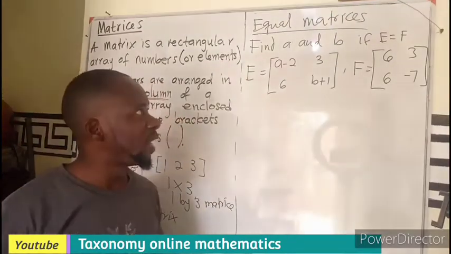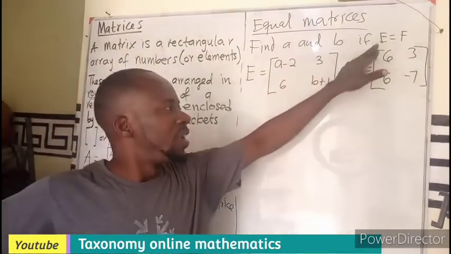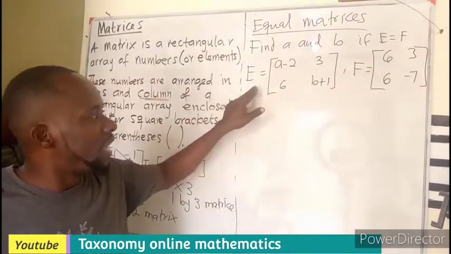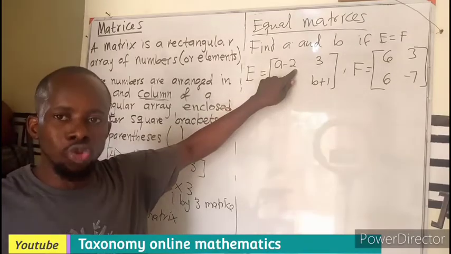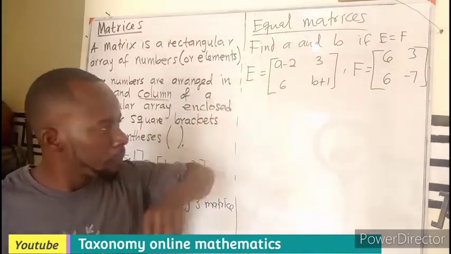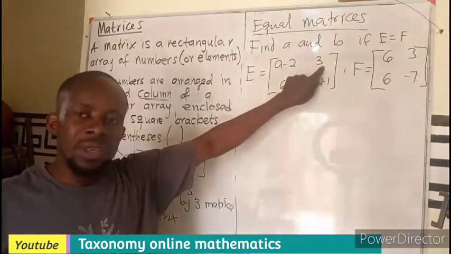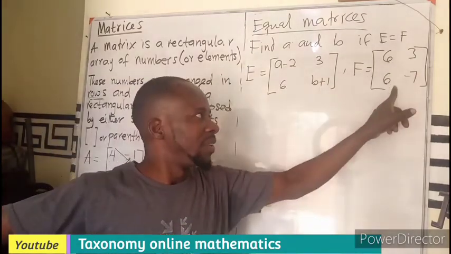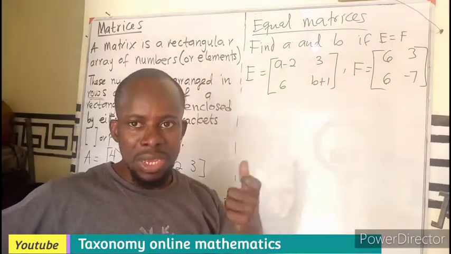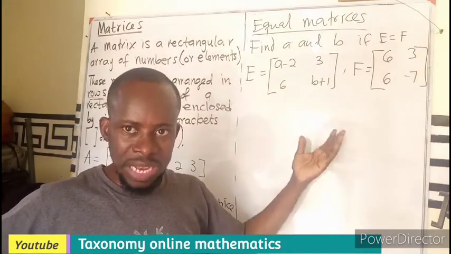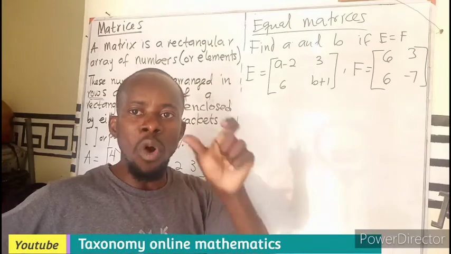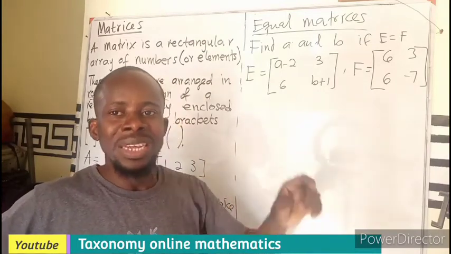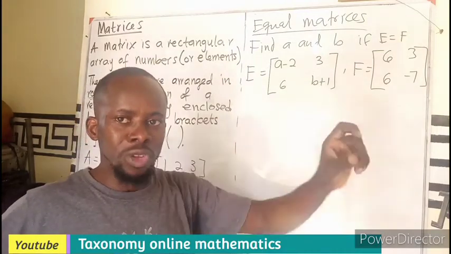So we have to find the value of A and B if matrix E equals matrix F, where matrix E is A minus 2, 6, 3, B plus 1, then that of F is 6, 3, 6, minus 7. If they are equal, first you have to check whether they have the same order, size, dimension. Then if they have the same dimension, that means each entry is going to be the same.